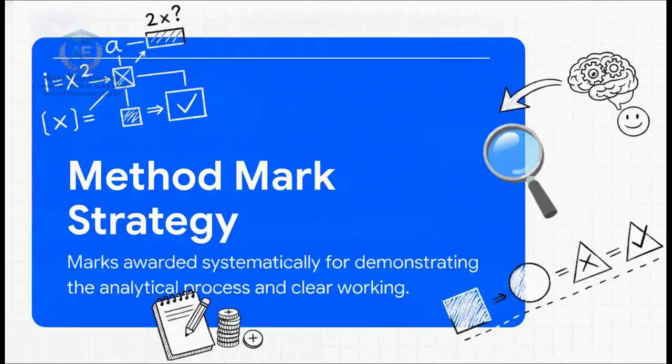And this brings us to the ultimate game changer, the method mark strategy. Cambridge examiners have literally designed the marking scheme to reward your analytical process and clear working. This means that even if you make a minor arithmetic slip at the very end, like say you accidentally drop a negative sign while calculating a coordinate, which happens to the best of us, if your logical framework is clearly laid out, you still secure the vast majority of the points. Your working out isn't just some scratch pad math, it is the core of your legal argument.